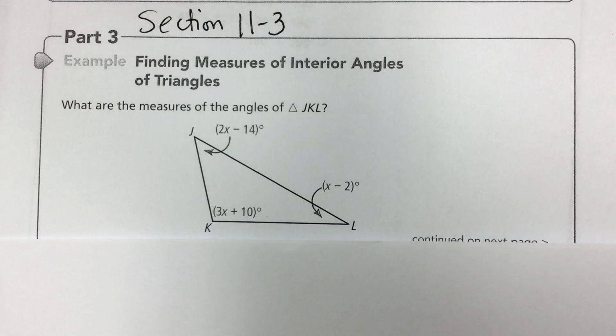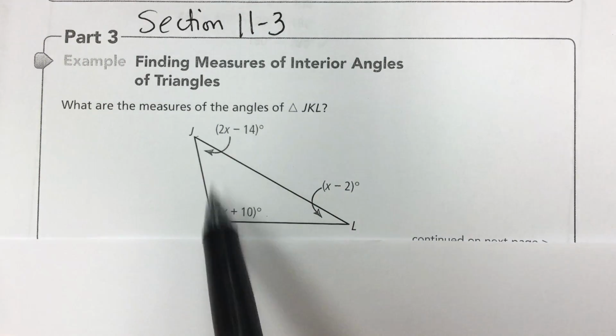Section 11-3, Part 3, Finding Measures of Interior Angles of Triangles. What are the measures of the angles of triangle JKL?